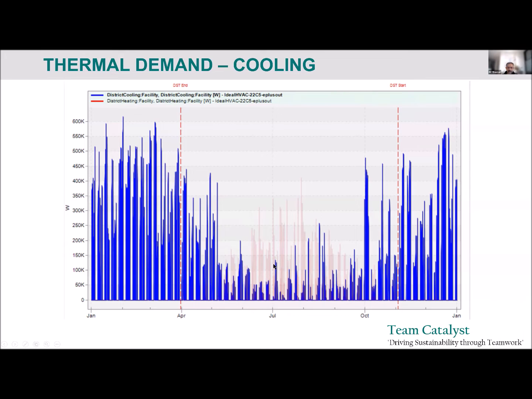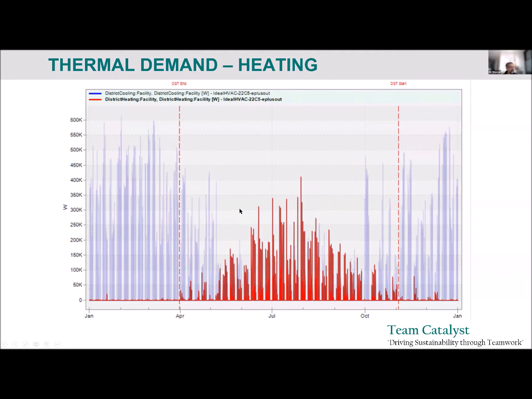For India, of course, it's opposite. I'll show you a graph for Delhi in a minute. But just remember, this is cooling. And the red graph in the back is the heating. So in winter, this is heating. In summer, that is cooling, right?